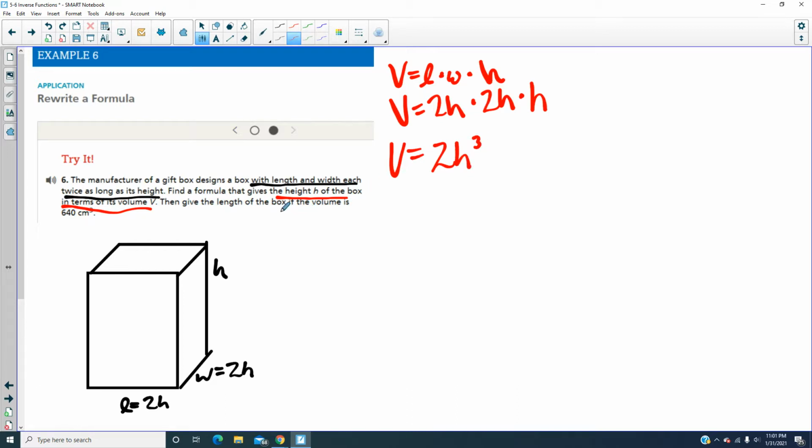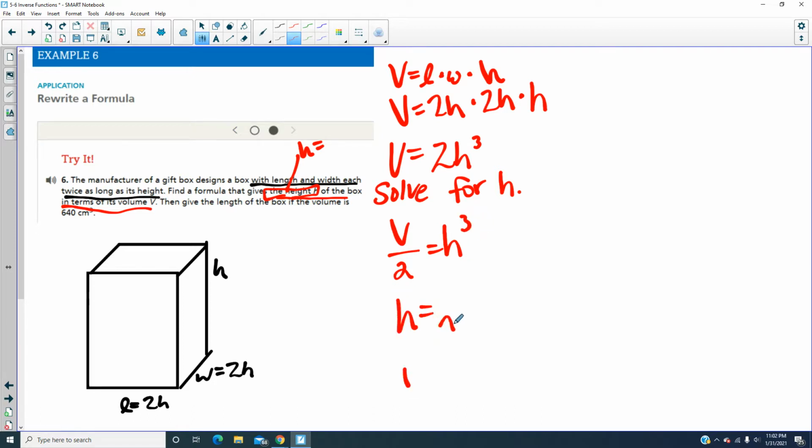Did I do what they needed? Find a formula that gives the height. So no, when it says gives the height, that means they want the formula h equals. So I need to take this and solve it for h. So I can divide both sides by 2. V over 2 equals h cubed, and cube root both sides. So h is going to be the cubed root of V over 2. Done. Okay, so I found a formula that gives the height in terms of volume. In terms of volume means V is the only other variable in the formula.